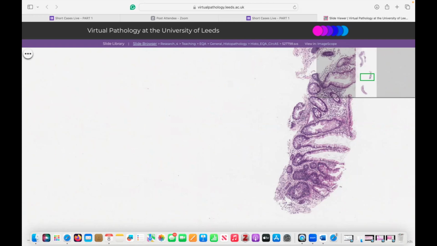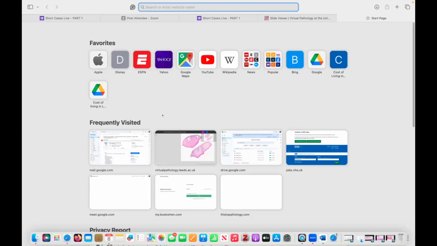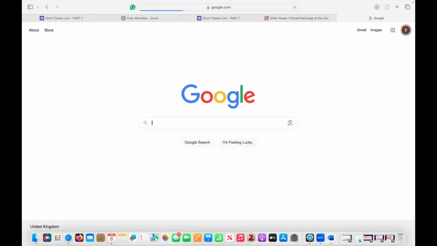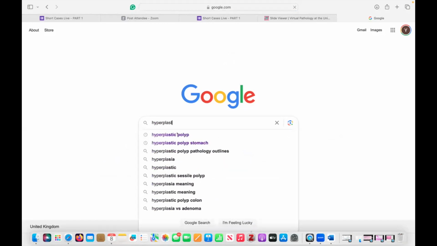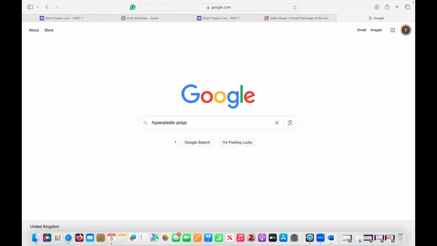I want you to now open a new tab here and look at the morphology for hyperplastic polyp and traditional serrated adenoma. Go to Google and search. Search hyperplastic polyp. Yeah, you have searched already. Hyperplastic polyp of stomach is different. We are talking about colon.